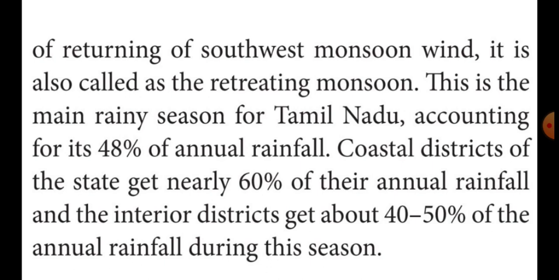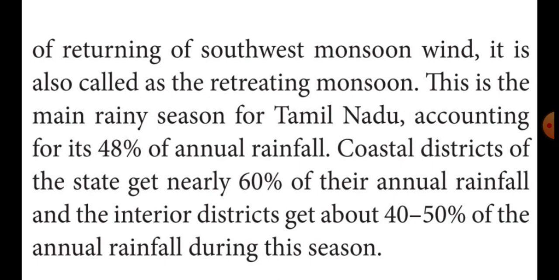Okay, during this period we will get the heavy rainy season. 48% of annual rainfall we are getting during the period of October to December. That means in the northeast monsoon season. The coastal districts get 60% of annual rainfall in this particular season, and interior districts get 40 to 50% of rainfall during this particular season.